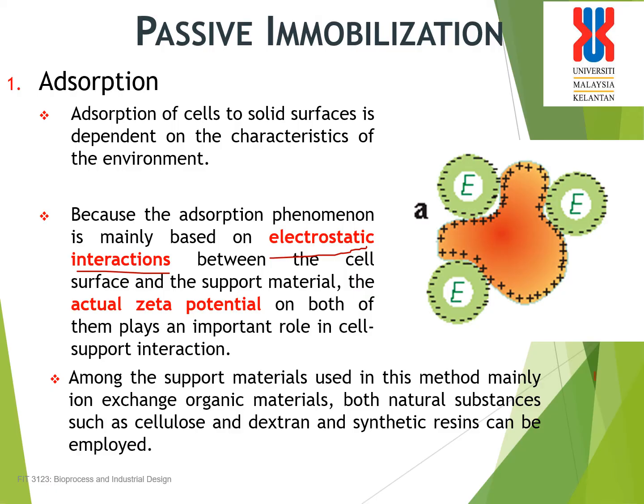Another one is based on the zeta potential. Zeta potential means the degree of electrostatic repulsion between adjacent cells. Cells that are close, when they have different kinds of electrostatic charge, will be attracted and attached to each other. It depends on the electrostatic charge. So that's how the adsorption occurs. This is a passive immobilization method, so it takes time for this kind of immobilized cell to be ready.